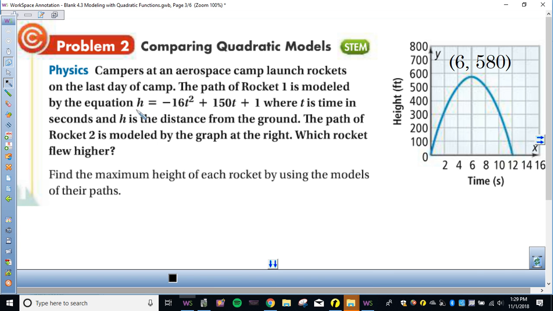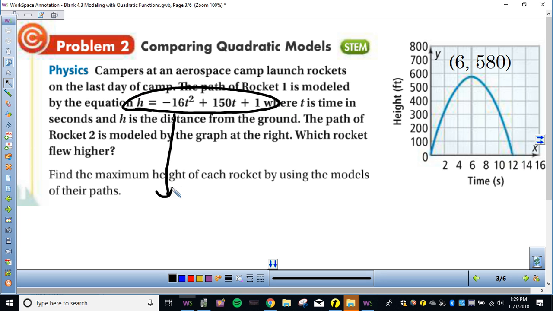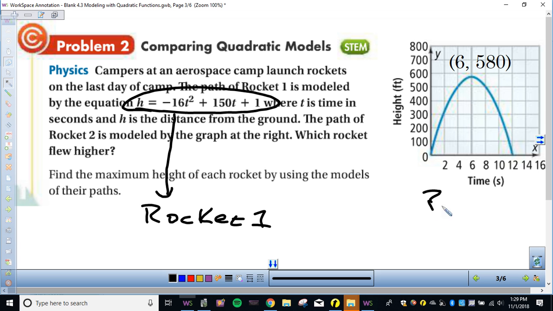Okay, so from this, I want you to write this down. This is referring to an aerospace camp where they're launching rockets. So this is going to be rocket 1. And over here we have rocket 2. And we want to see which one goes higher. So this rocket, it took 6 seconds to get 580 feet onto the air.